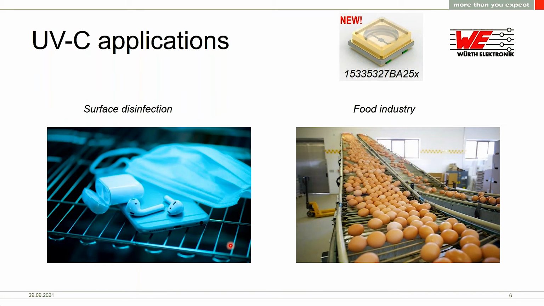And of course UVC, which is mainly used for disinfection, but there are also a few sensing applications for that. But we will focus mainly on disinfection. So you can, of course, do surface disinfection of masks, phones, whatever. And this can also be used in the food industry. So imagine you have eggs and you want to kill off all the salmonella on the eggs. Well, salmonella can cause food poisoning, so it's good to remove them before that. And you could do this with UVC LEDs.